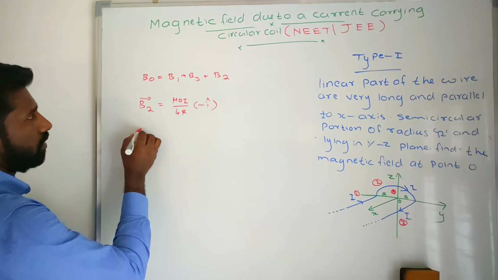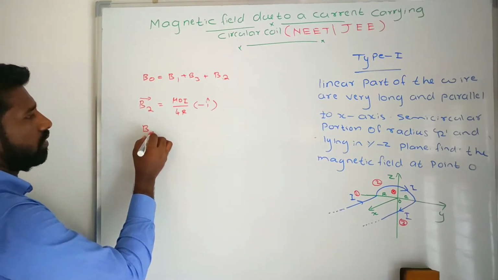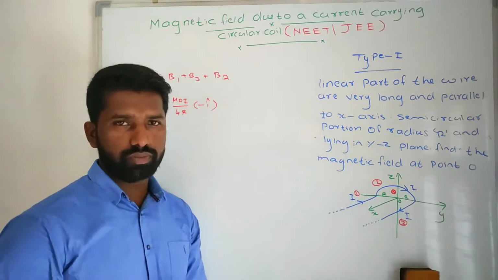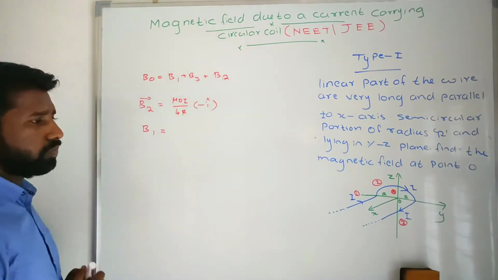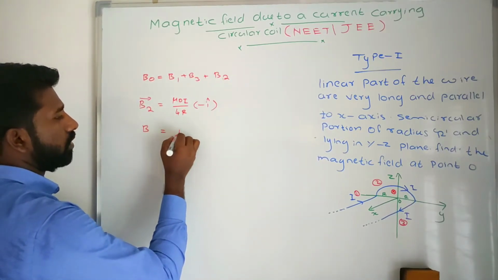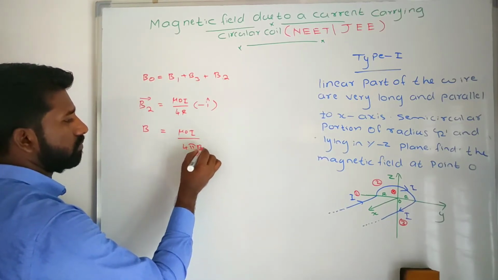Next we will see the magnetic field produced by B1, that is this straight portion. The formula for the magnetic field produced by an infinitely long conductor is mu 0 I by 4 pi r.